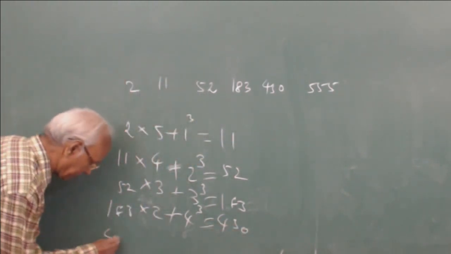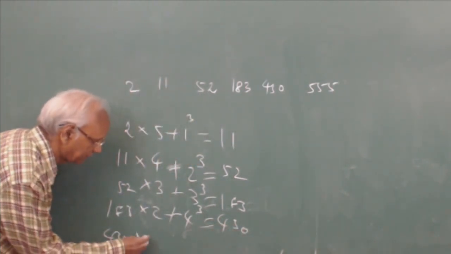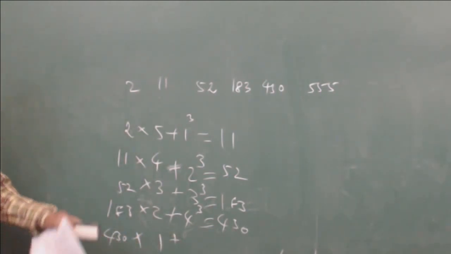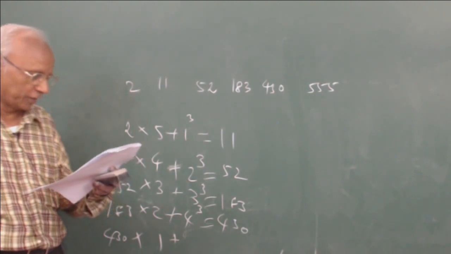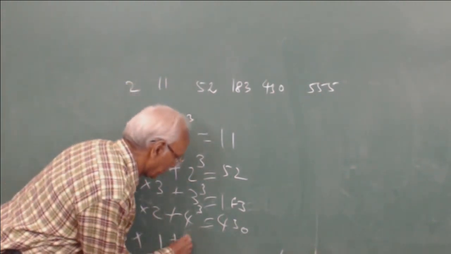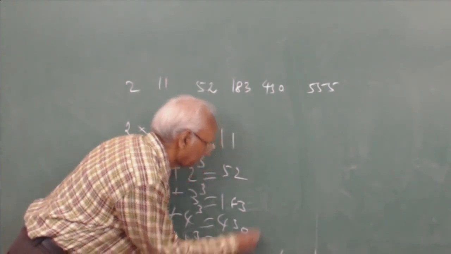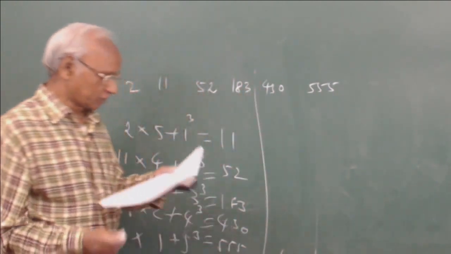And 430, you take it here, this into 1. This series stops here. Afterwards 0 only will come, but this is not given beyond that, so we don't have to worry. So plus 5 cubed, this will become 555. This is the way it works out.